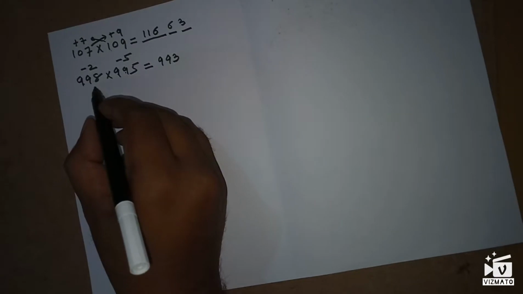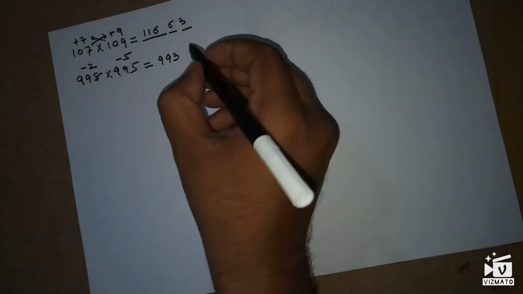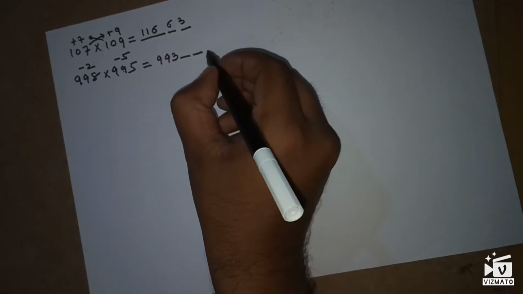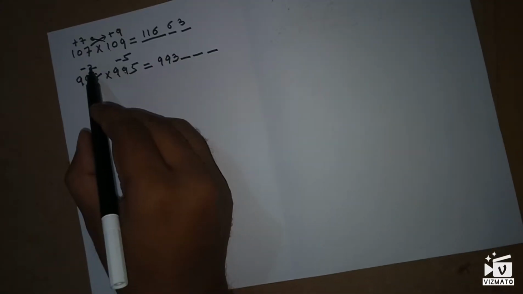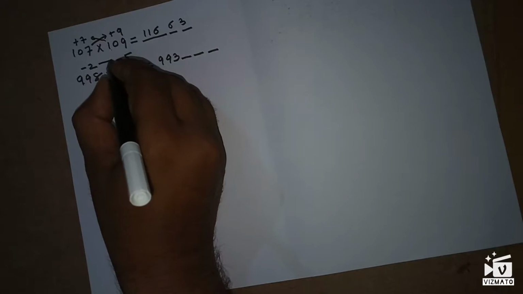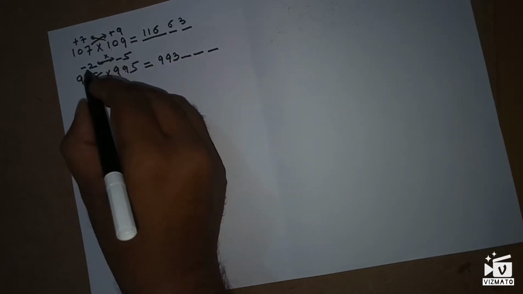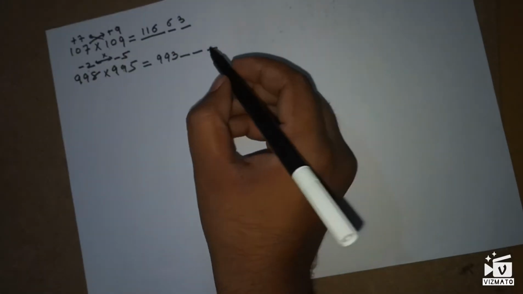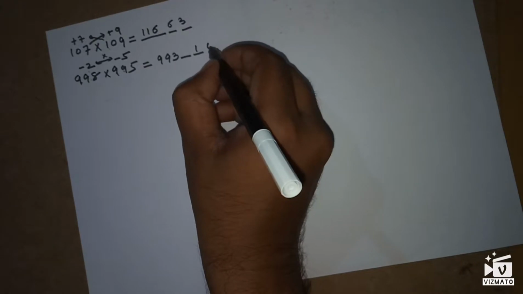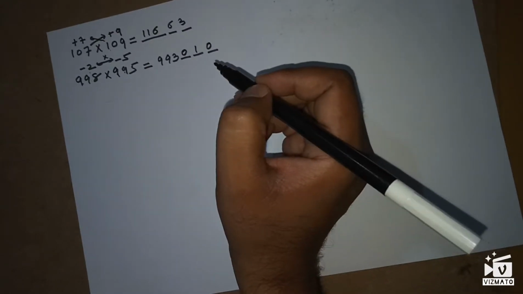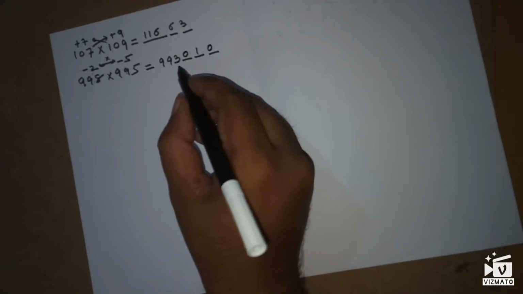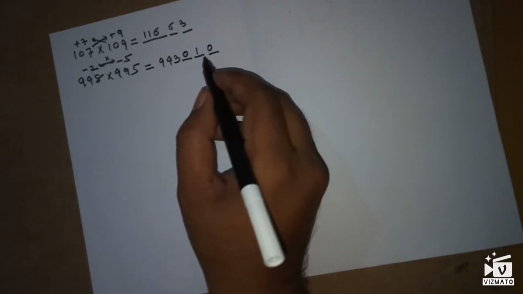In 1000 there are 3 zeros, so we take 3 gap. Then multiply minus 2 into minus 5, that is 10, and write a 0. The answer is 993010.